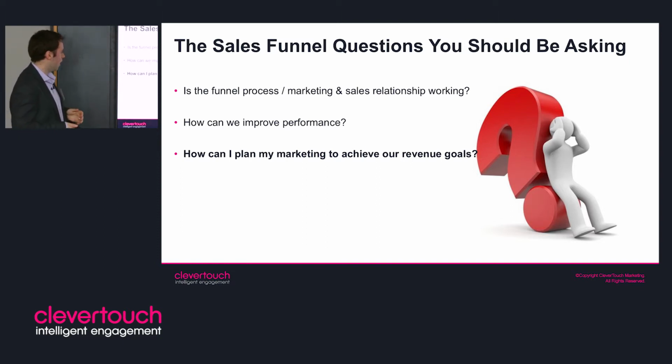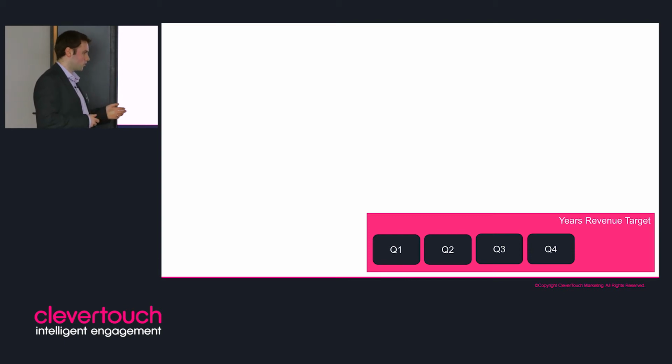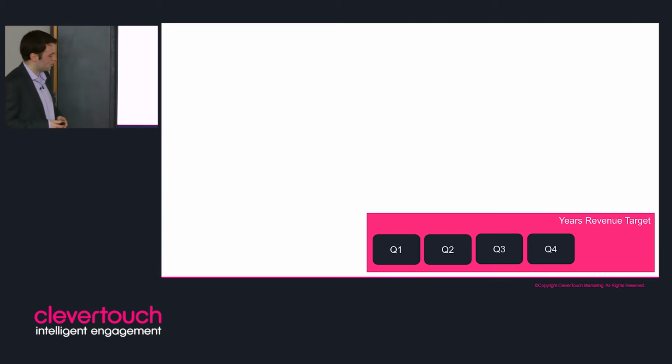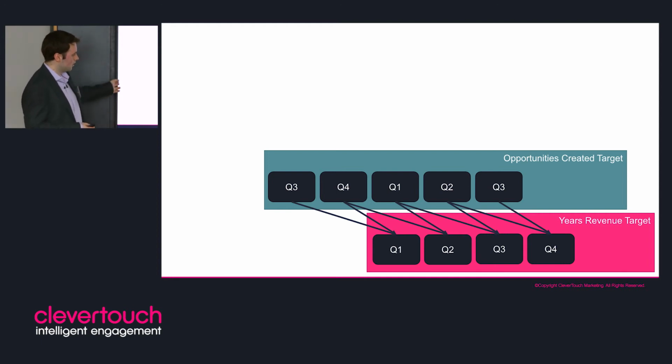So once we've looked at all of that, how can we plan our marketing to meet our revenue goals? So understanding the sales process and moving forward to actually planning how our marketing's working. Suppose you have your year's targets per quarter. You know what you're trying to achieve for the next year, and we've just looked at how long it takes for people to move through the funnel and how likely they are to convert through. So once you're comfortable with those, you can pull together the number of opportunities that you need to create to reach those targets, or have some guidance on that.